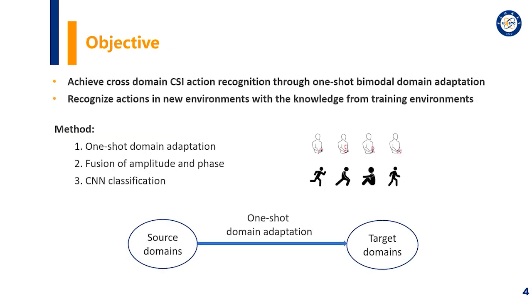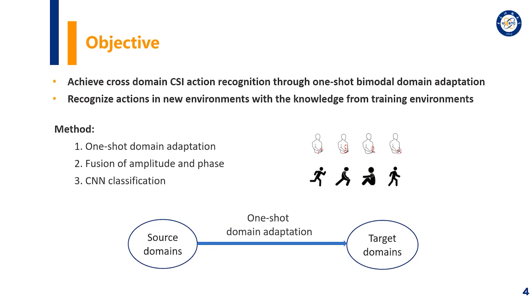To keep high performance in a new environment, a large number of new samples need to be collected to retrain or fine-tune the original model. This is impractical. To minimize the effort of domain adaptation and meanwhile keep high accuracy, we propose a one-shot bimodal domain adaptation method, aiming to achieve cross-domain action recognition.